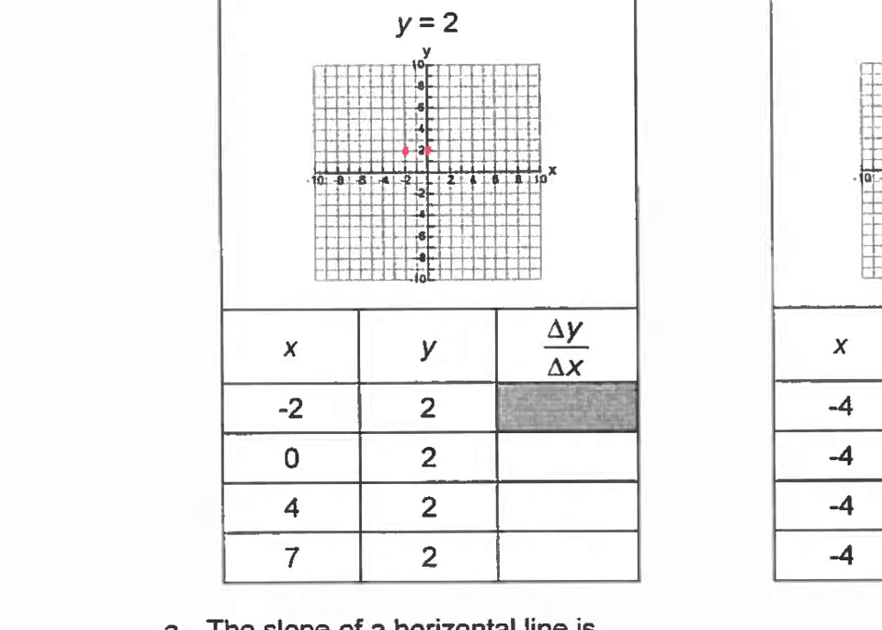4, 2 is right there. And 7, 2 would be right there. Now, if we were to draw a line through these 4 points, I'm going to do my best to draw it nice and straight. Okay, if we drew a line through these 4 points, oh, looky there. That was a pretty line. Okay, this is what we would call a horizontal line.